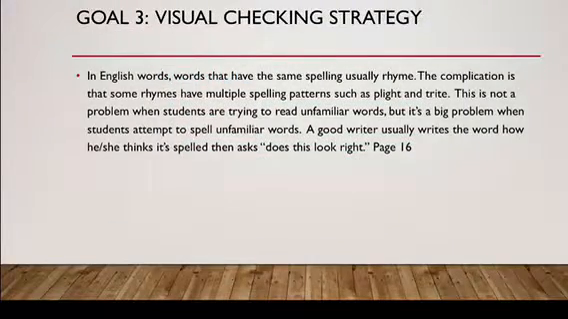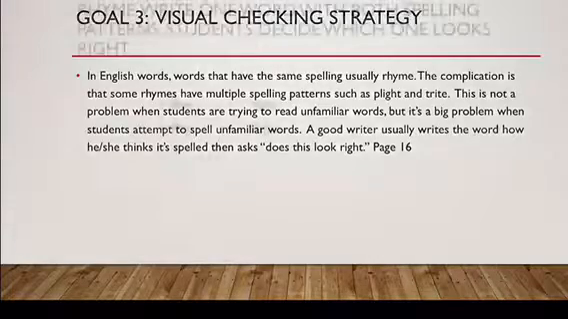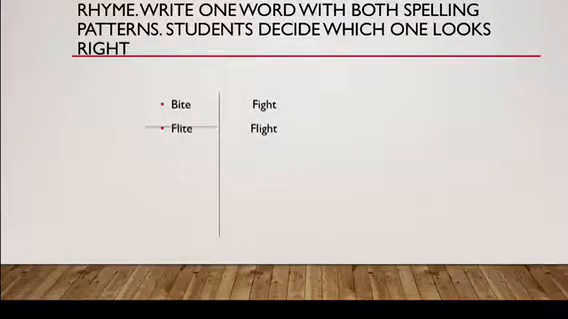This goal focuses on teaching students to be good writers and check for visuals and whether the word looks right. On page 33, there are activities to expand on these lessons. Here is an example. Write 2 spelling patterns that rhyme. Write one word with both spelling patterns. Students decide which one looks right.